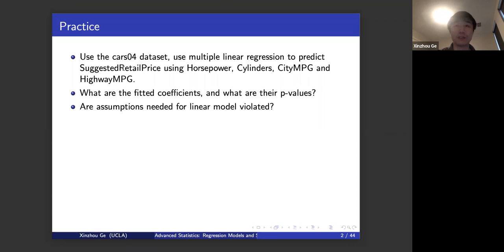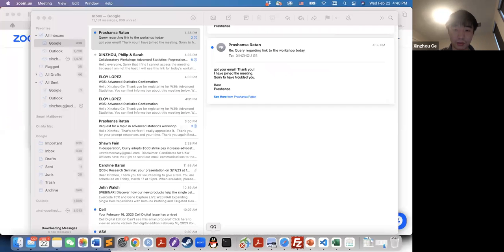And yeah, we can use the lm function to do this multiple linear regression, and we can also use the summary function to get the coefficients and the p-values. So let's see how we can do this. So here we will use horsepower, cylinders, city MPG, and highway MPG. So let's go to R.